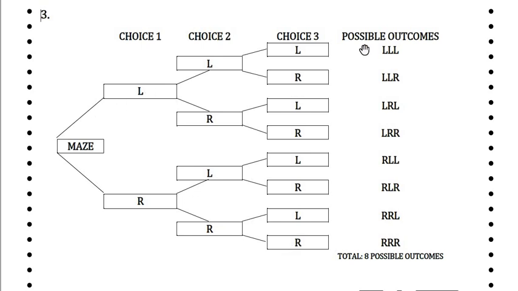Okay. Now, the possible outcomes that you can get is that you can have all 3 left turns. So you turned left 3 times. You have a left, left, right; left, right, left; left, right, right; right, left, left; right, left, right; right, right, left; and then all 3 turns were to the right. So in total, you have 8 possible outcomes when you go into this maze.